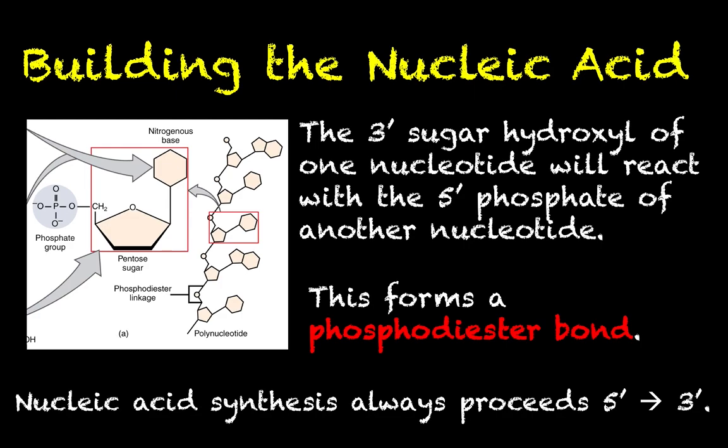And as we saw, protein synthesis is unidirectional, always from N-terminus to C-terminus. Nucleic acid synthesis is very much the same way. It is unidirectional, always proceeding 5' to 3'.